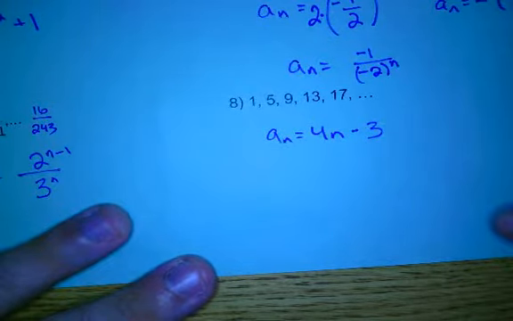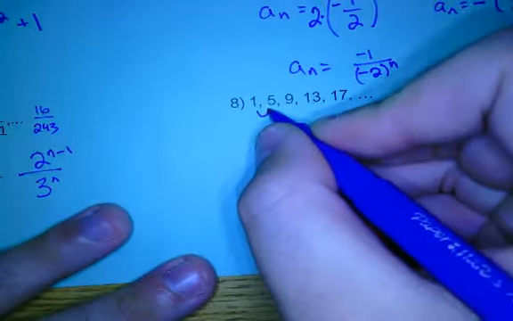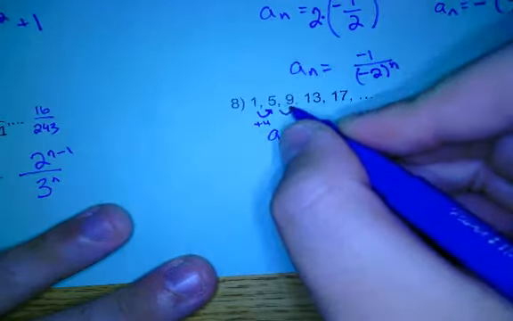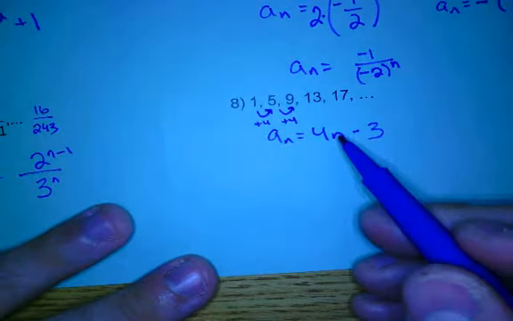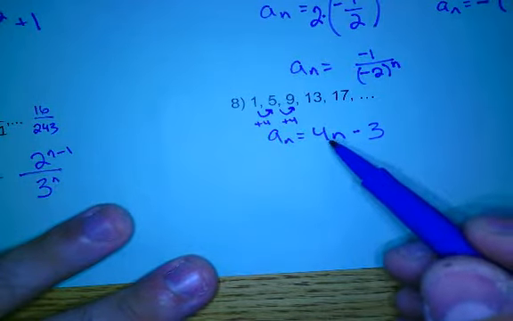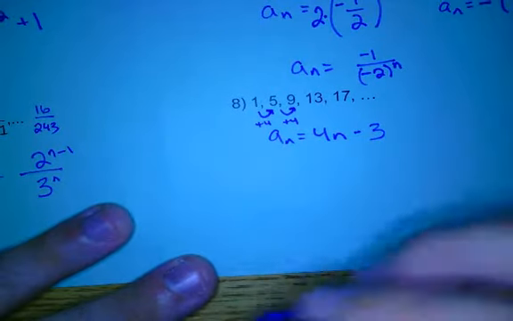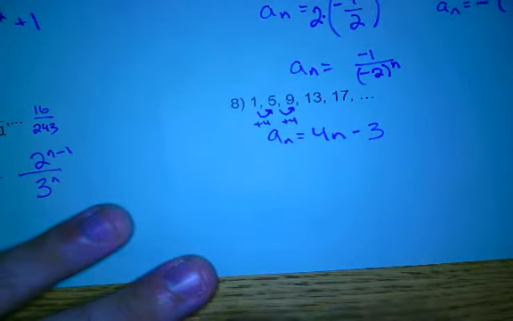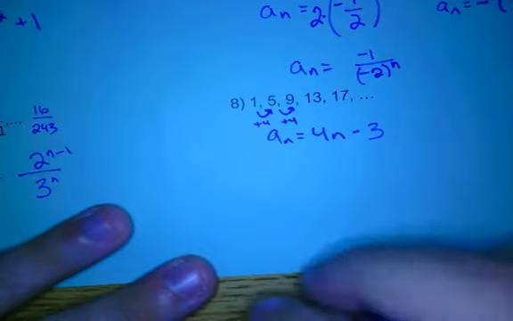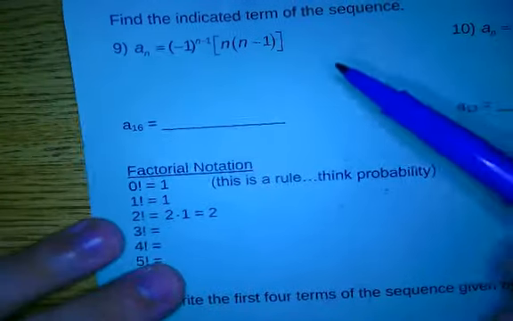I'm teaching you to think. So, this increases by 4. So that's how I know it's 4n. And then you got to figure out the first number. Well, when n is 1, I get 4. 4 plus what gives you 1? Negative 3. Well, we're going to find out.